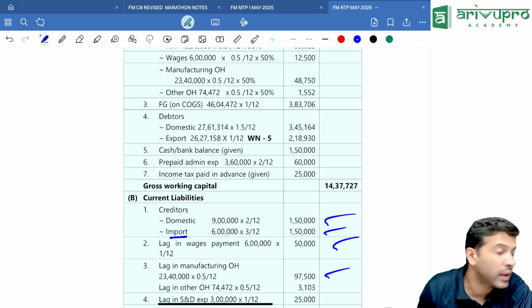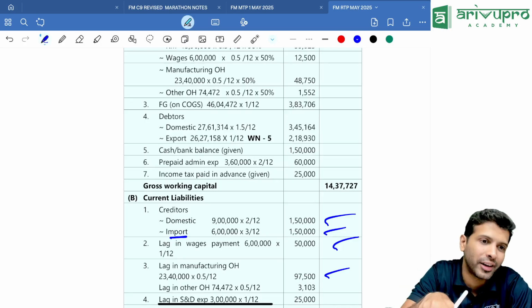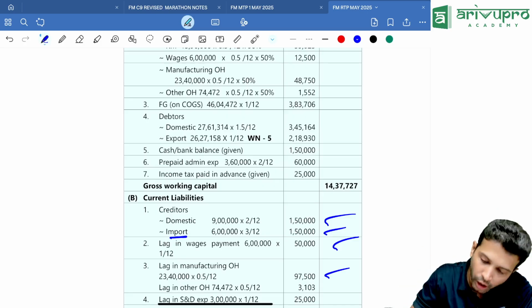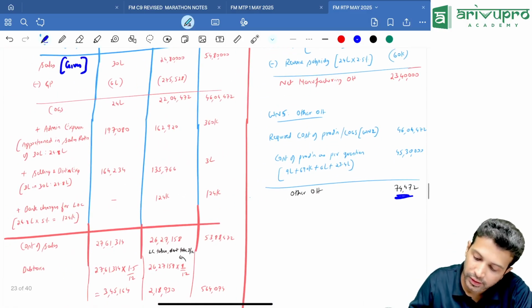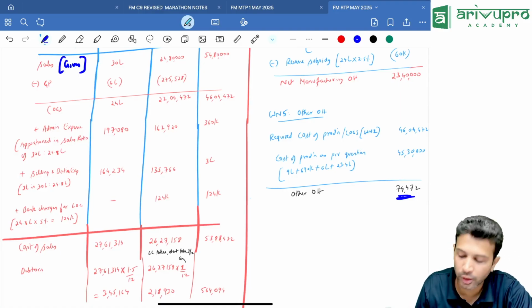What? We have only manufacturing overhead or also other overheads? They said overhead delay, no. How much is the other overhead? We got it as a balancing figure. 74. This also you calculate. How much is outstanding overhead? Calculate quickly.